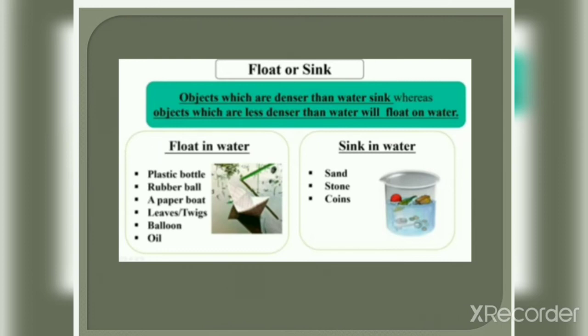The idea is that objects that are denser than water will sink in the water, whereas the objects that are less dense than the water will float in the water. This means that the density of sand, stone and coins is higher than the density of water, whereas the density of the plastic bottle or a rubber ball or a paper boat is less than the density of water.